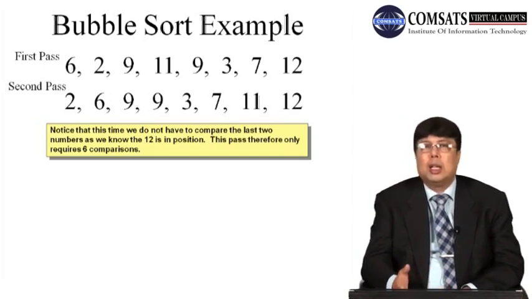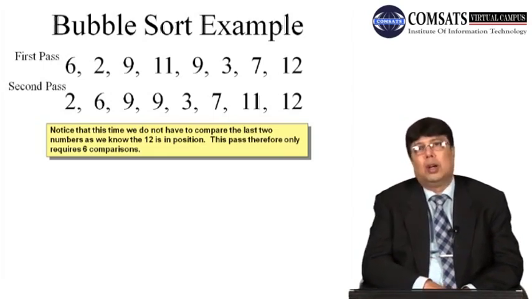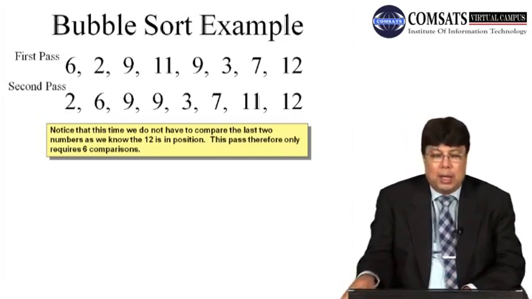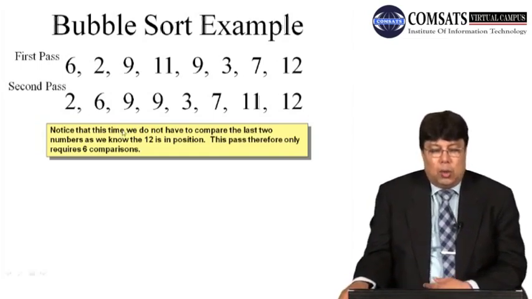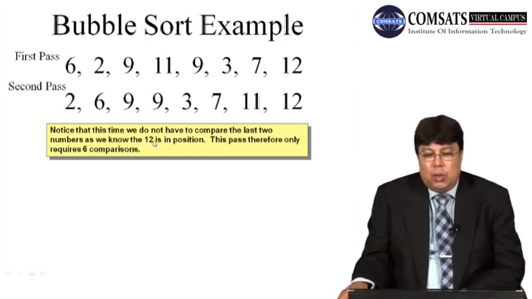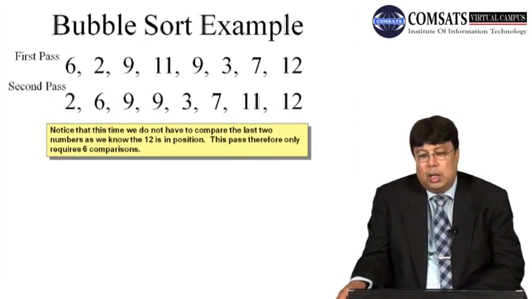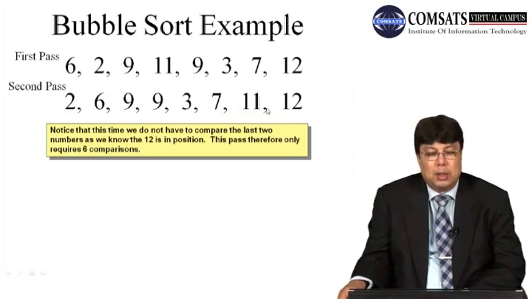So in the first pass there is n-1 comparisons, in the second pass one less, in the third pass two less. Notice that this time we do not have to compare the last two numbers, as we know that 12 is in its final position. This pass therefore only requires 6 comparisons. First time we made 7 comparisons, this time we made 6 comparisons.